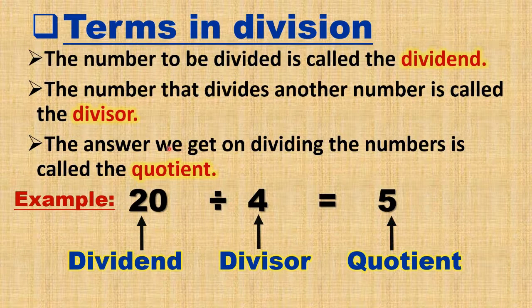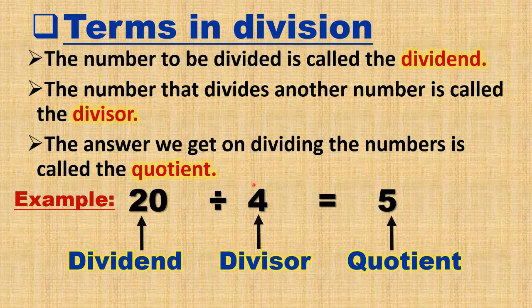Now next, terms in division. The number to be divided is called the dividend. For example, 20 is a dividend. Second point, the number that divides another number is called the divisor. For example, 4 is a divisor.